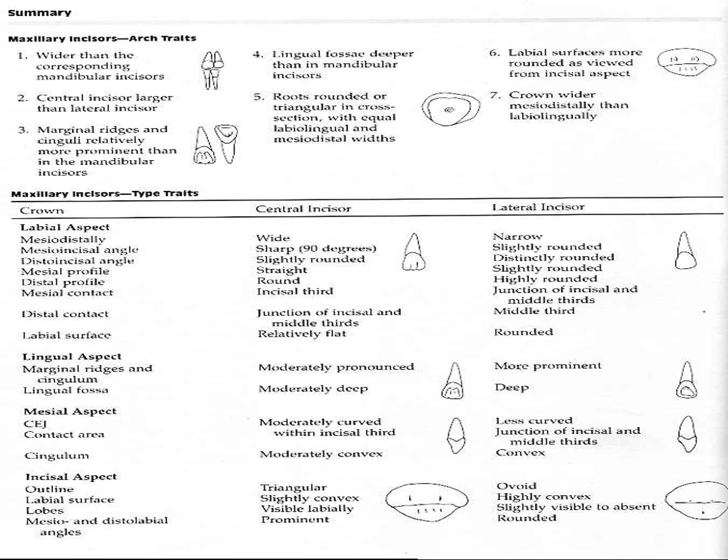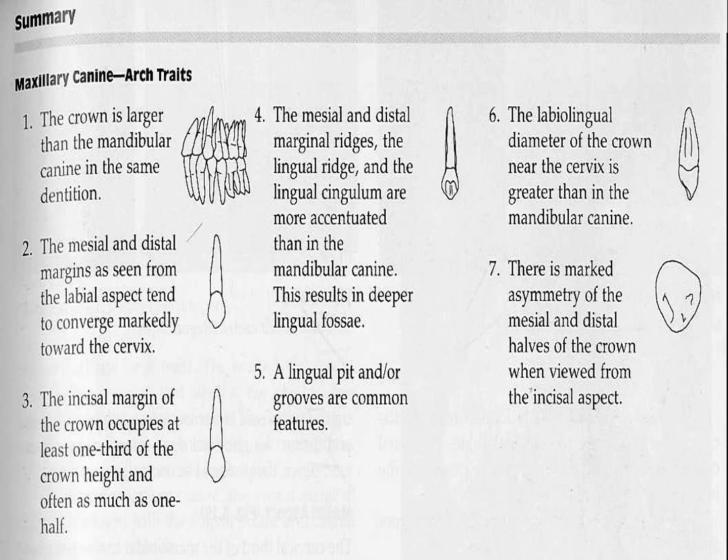So, in summary, you can go back to the same table found at the back of your reference book to summarize the arch traits of the canines. As I have already explained, there are no type traits for this tooth. There are only the arch traits. They are summarized in the table at the end of your book.